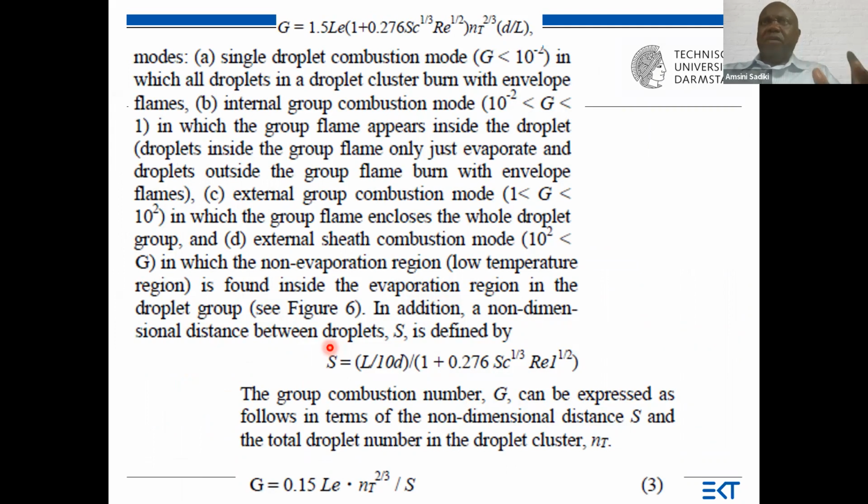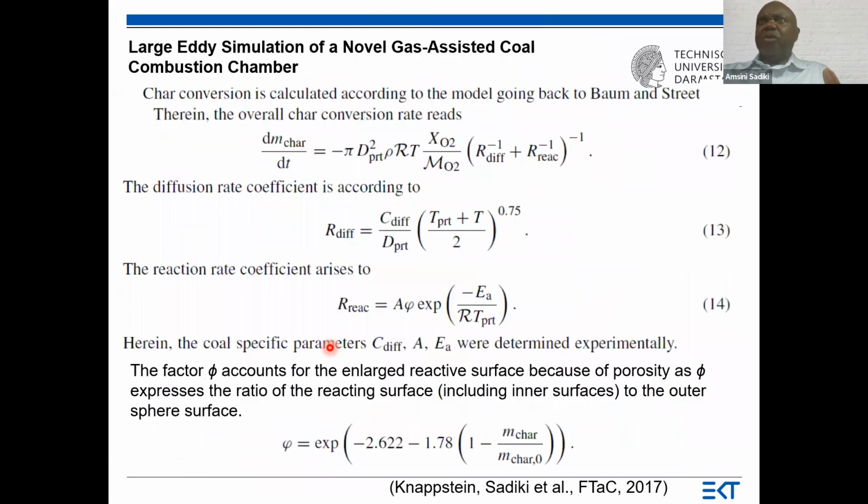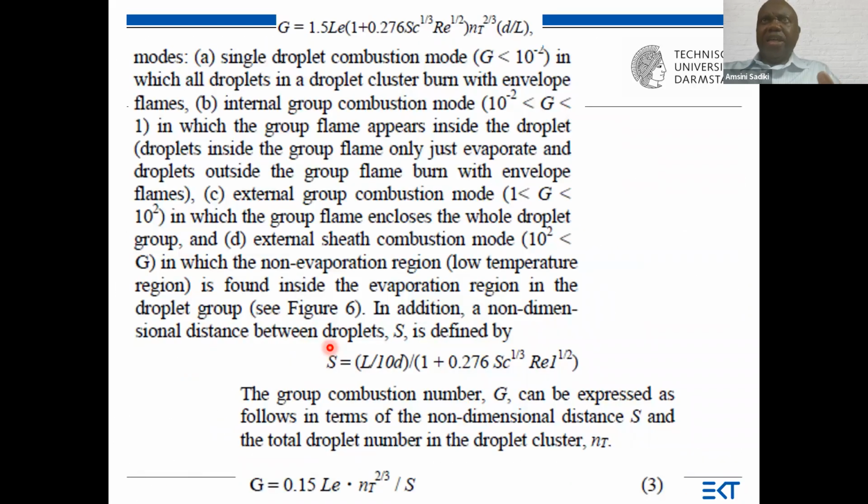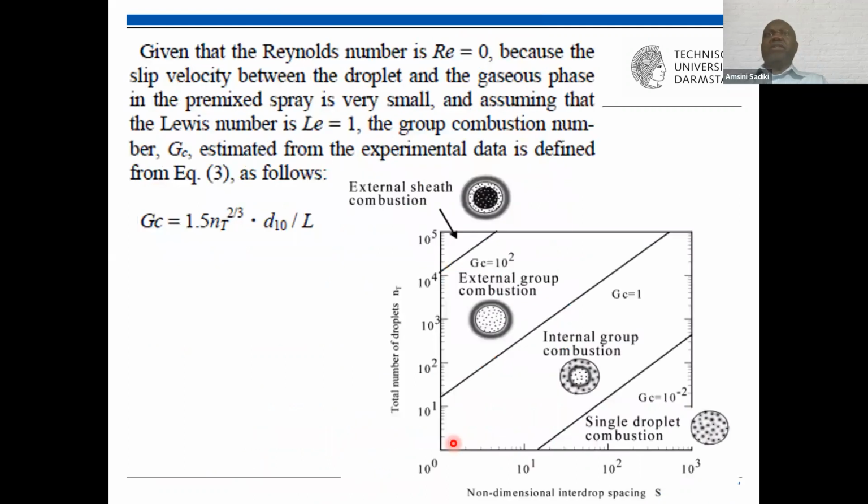So this is also a very good example of the group combustion we had. And here I give a very clear definition of this group combustion number. It is proportional to this number here, and this is our S, which we introduced. And this S is given here, and as a final expression, we have this. It is expressed in terms of the non-dimensional distance S, and also the number of droplets in our cluster.